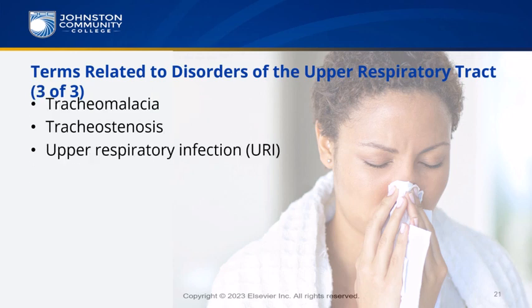Then on this last section, we have tracheomalacia. Malacia is our suffix for softening. Therefore, this is a softening of the tissue of the trachea. And then we have tracheostenosis. Now, stenosis is a suffix meaning narrowing. Therefore, this is a narrowing of the trachea. And then lastly, we have an upper respiratory infection, commonly called a URI, and it is an inflammation and/or infection of the upper respiratory tract.